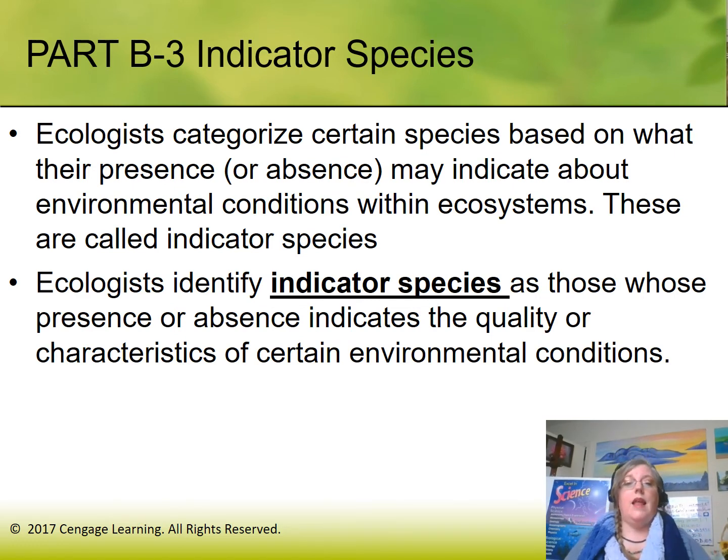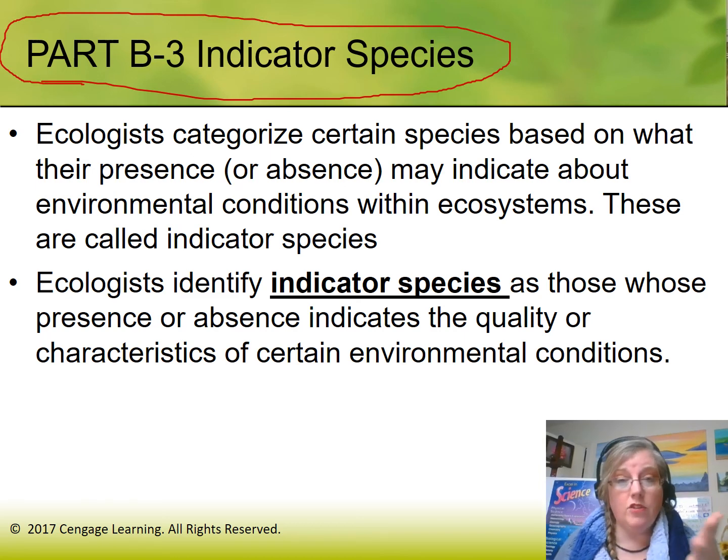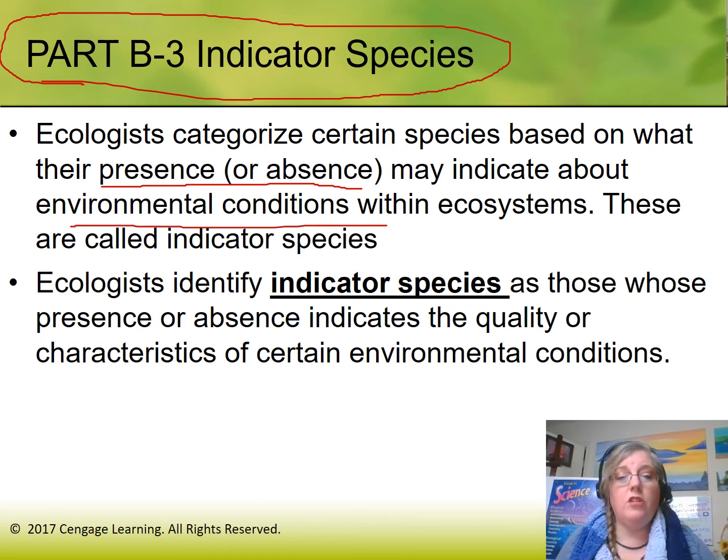All right, last one, the indicator species. His name tells you what he does. Okay, he's not hard. Indicator species indicates by his presence or his absence. If you have them there, you may have trouble. If they're gone, you may have trouble, depending on what you're talking about. But it indicates the conditions of your ecosystem. They're called indicator species because they indicate.